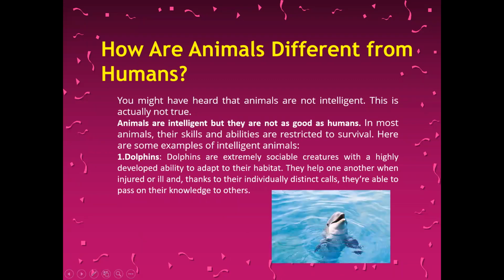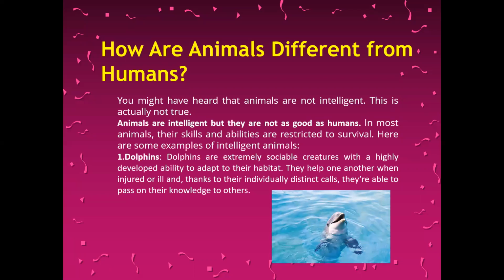If you don't know, now you will know. So, dolphins are extremely sociable creatures with a highly developed ability to adapt to their habitat. Means they can adapt to their surroundings very fast, and they are very close socially. And they help one another when they are injured or ill.